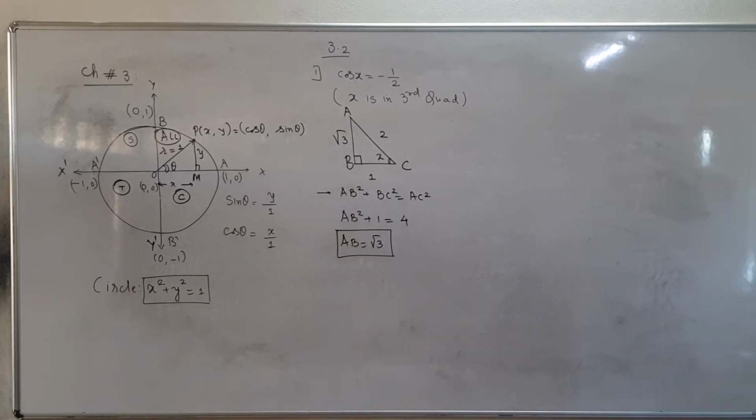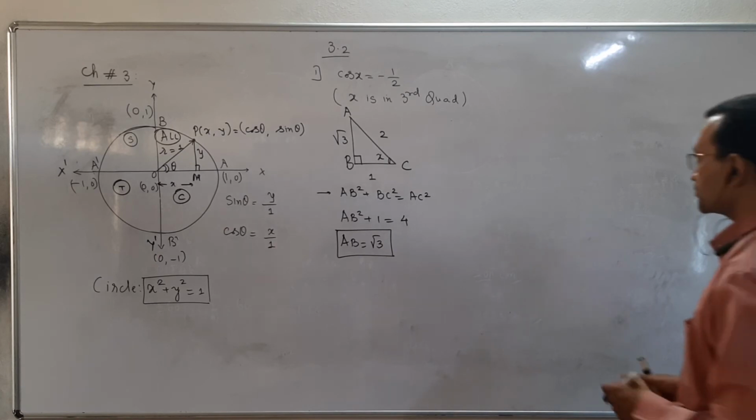So students, in this type of sums one has to be very careful. I did not write minus 1 as the length of the side of the triangle. Students, the negative sign is a due consideration with respect to the quadrant. As x is in the third quadrant, that is why cos x is there with the negative sign.